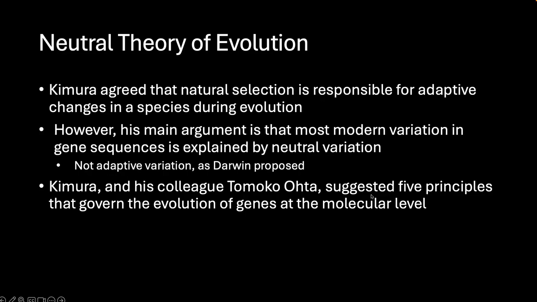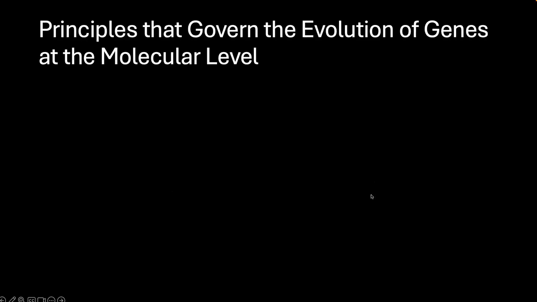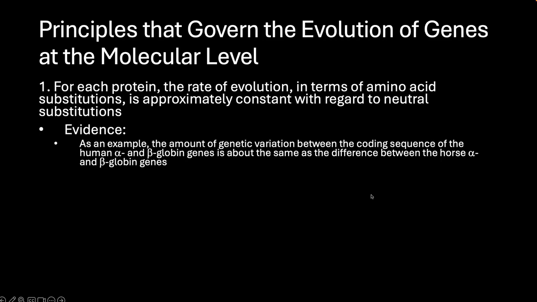Now, to be clear, Kimura was not arguing that natural selection is not responsible for adaptive changes in species, simply that a lot of variation in gene sequences is due to neutral changes that eventually become adaptive once they have accumulated. To explain this neutral theory of evolution, Kimura and his colleagues suggested five principles that govern the evolution of genes at the molecular level. We will discuss those here. So let's go over each of these principles and an example of each.